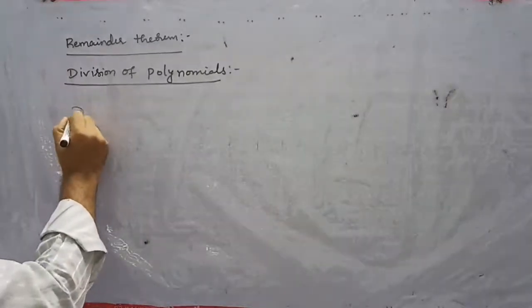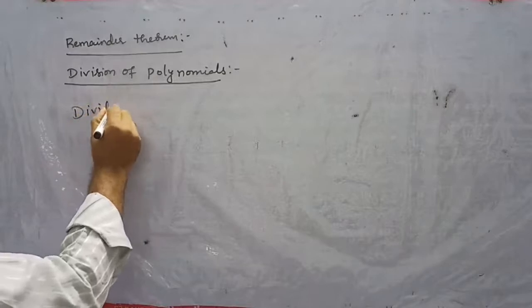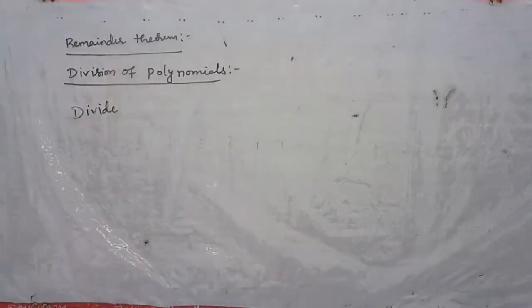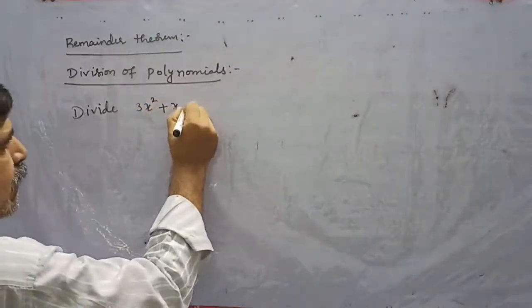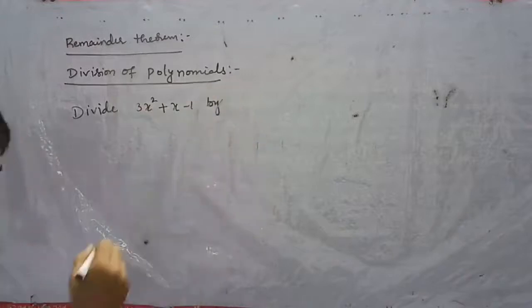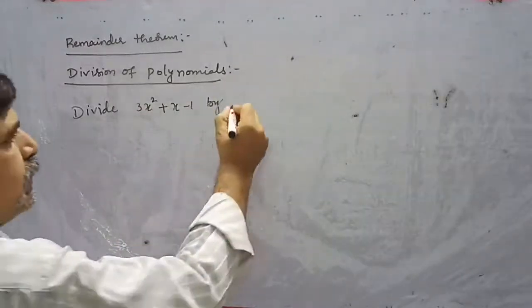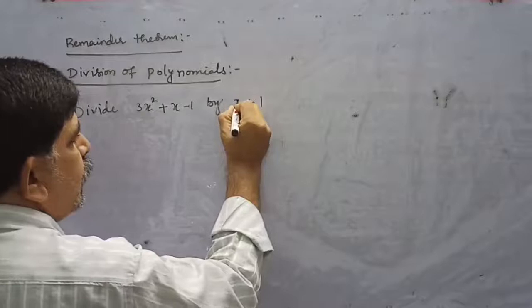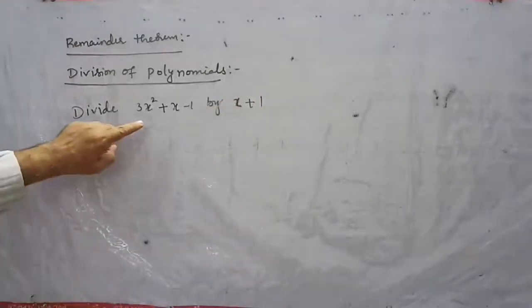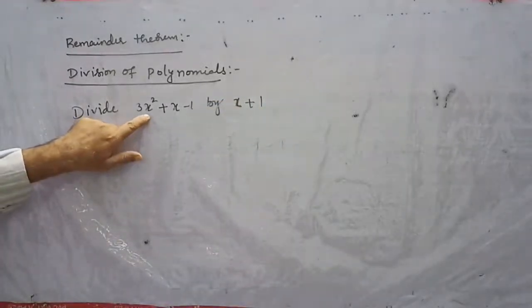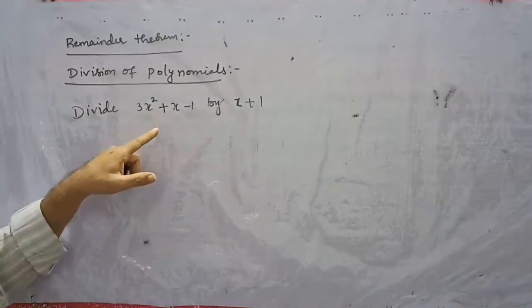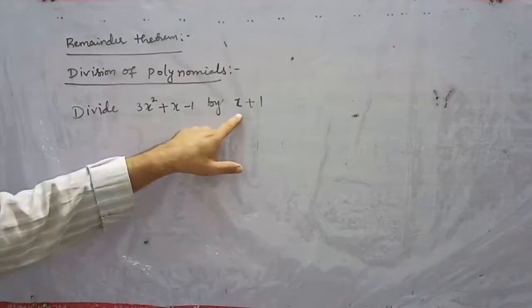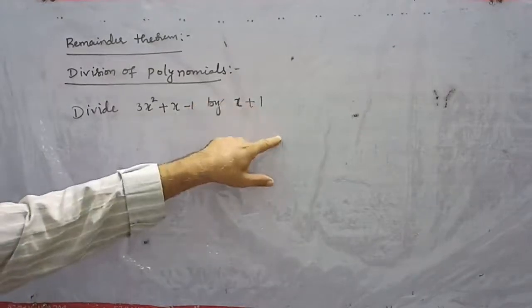Okay. Next one, divide 3x square plus x minus 1 by x plus 1, right? What is this polynomial? Quadratic polynomial, and this is linear polynomial. A quadratic polynomial divided by a linear polynomial, what we get? A linear polynomial we will get.